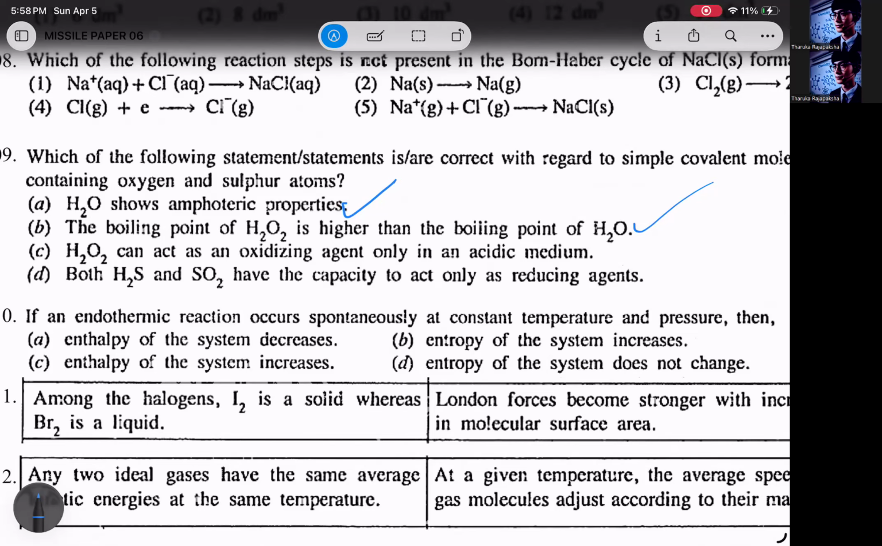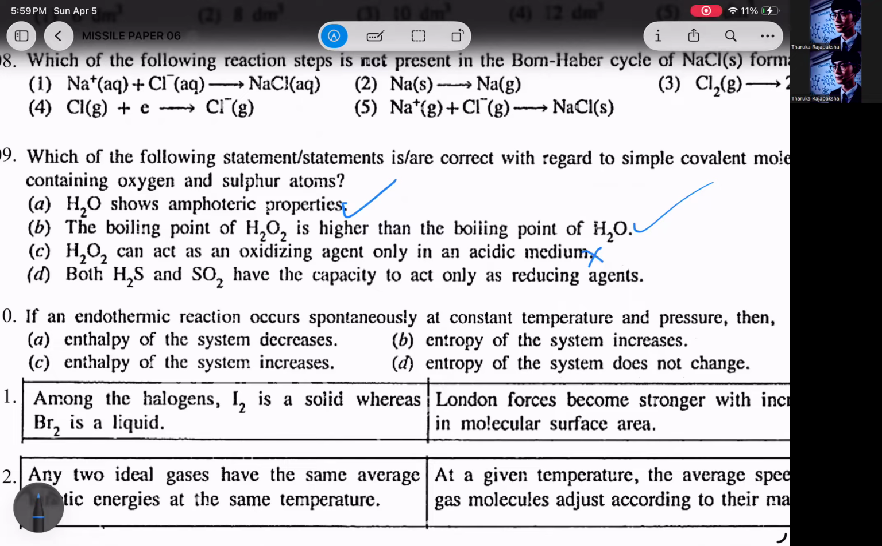Then H2O2 can act as an oxidizing agent only in acidic medium. That's wrong. It does not act as an oxidizing agent only in acidic medium, but also in basic medium. The best example is H2O2 reacting with MnO4 minus. In the basic medium, it forms MnO2, right? So those reactions we are going to learn under inorganics.